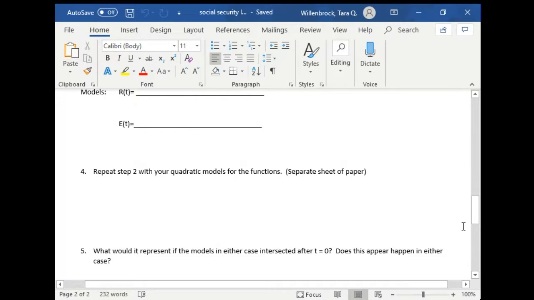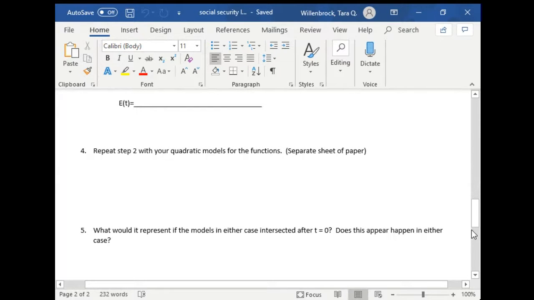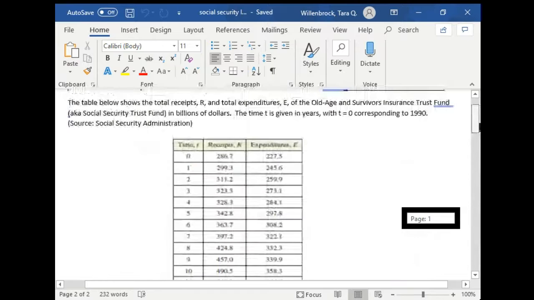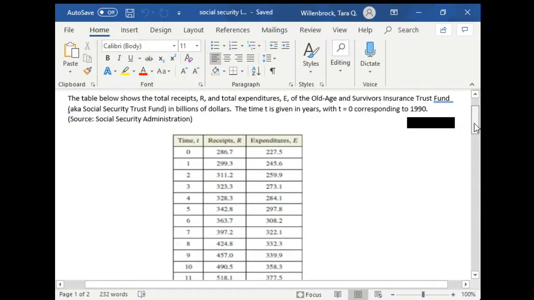And then here's the thinking part. You're going to talk about, what would it mean if they intersected? What would it mean? Think about if these intersect, what does that mean if receipts goes under expenditures? What does that mean?